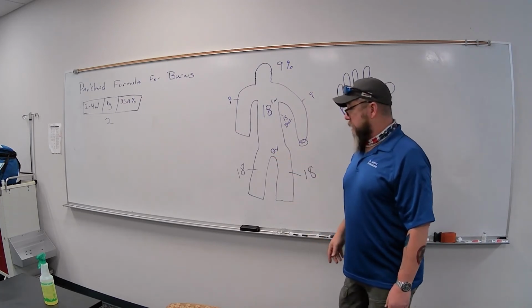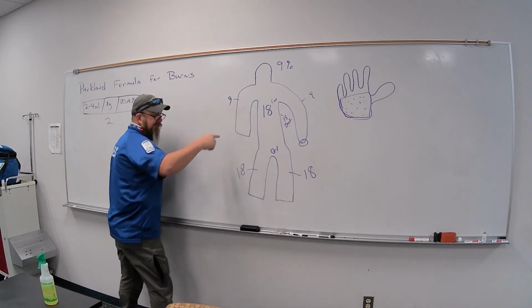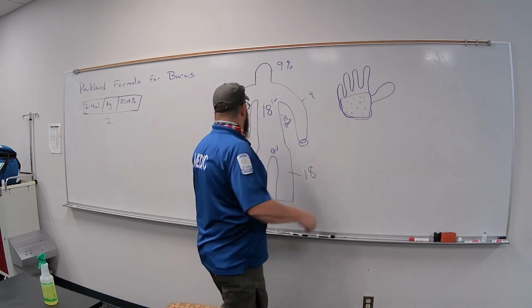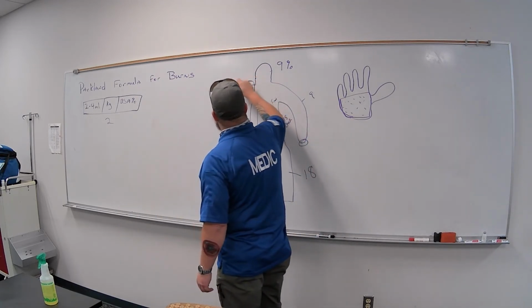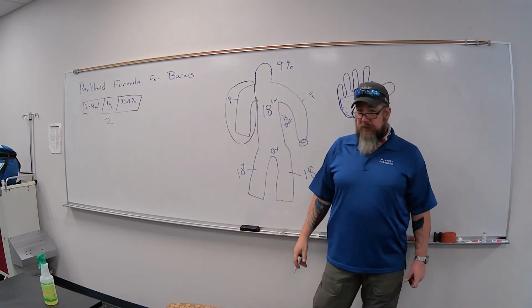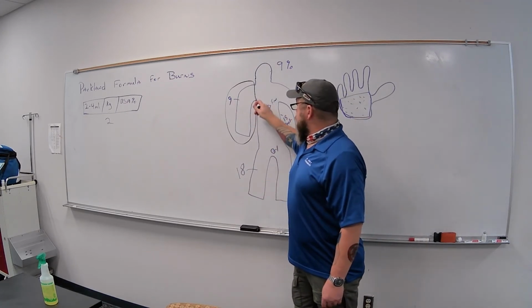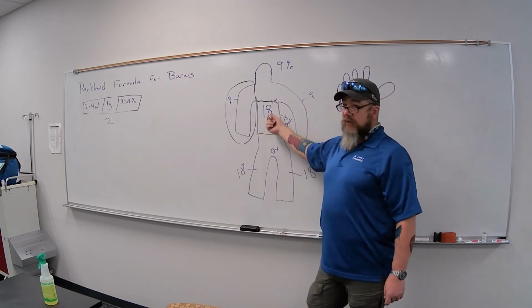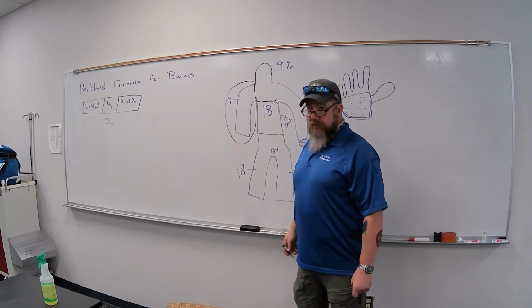Alright. So, Parkland Formula, we gotta figure out how much of the body surface is burned. So if it's their whole right arm, shoulder all the way down, that's 9%. If it's their whole right arm and just the front of their chest, 9 plus 18, it'd be 27%.